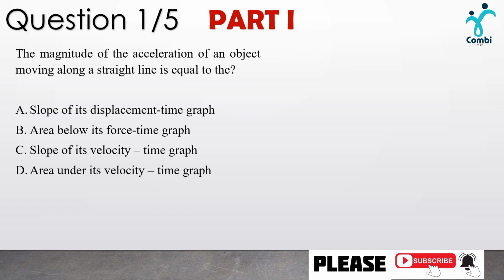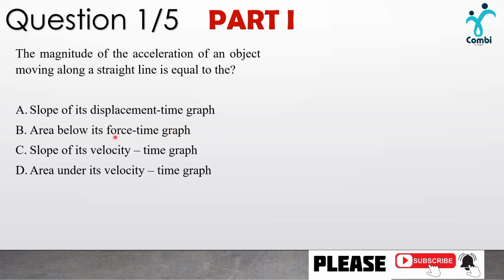So let's begin. The first question says the magnitude of the acceleration of an object moving along a straight line is equal to... So we have four options. Which of these options is actually the correct option? So let's look. A, they say the slope of its displacement time graph. Here we're talking of the acceleration of an object moving along a straight line being equal to the slope of its displacement time graph. Okay, we don't know.